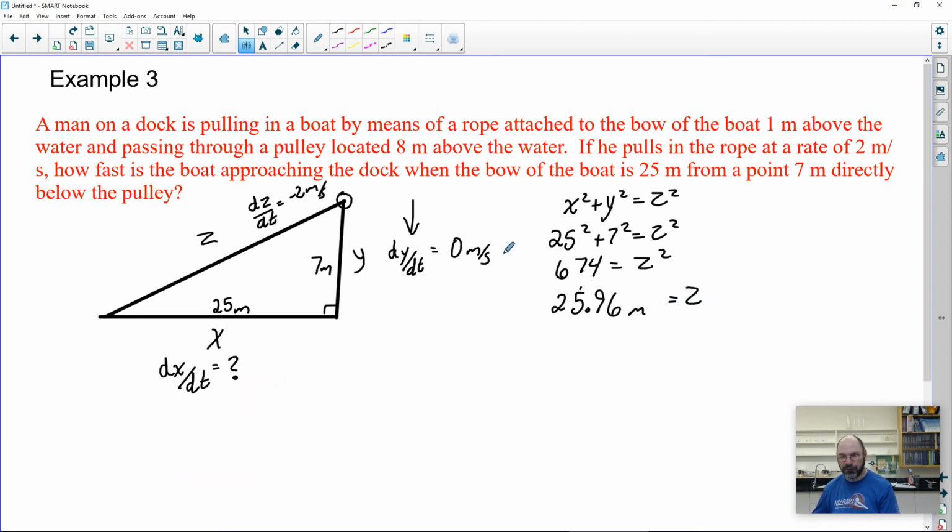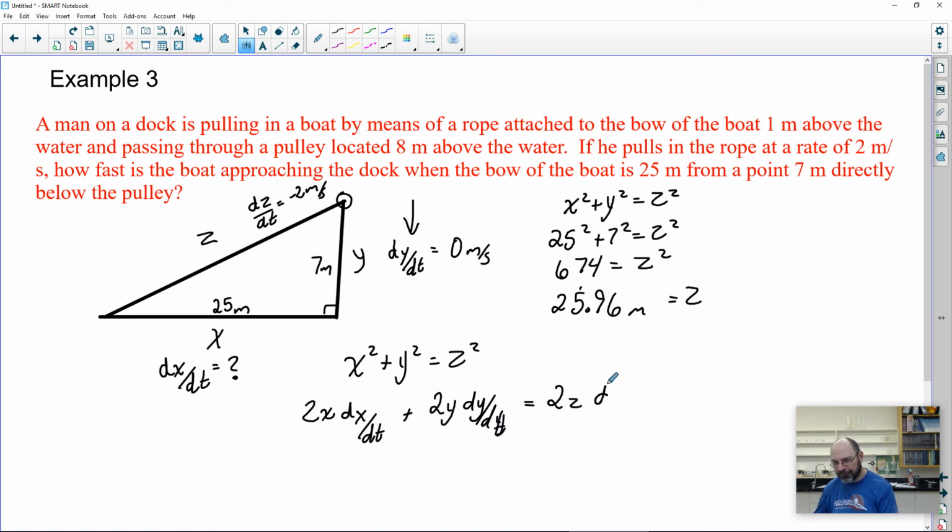So now once we've got those instances, and we know that that's 0 and that's negative 2, we got to find this one. So we got to do the relation between x squared plus y squared equals z squared. So that's again 2x dx/dt plus 2y dy/dt equals 2z dz/dt, and we can cancel those 2's out. And now we plug our results in.